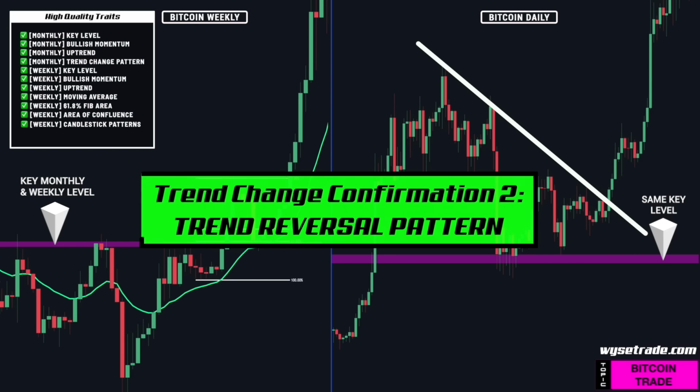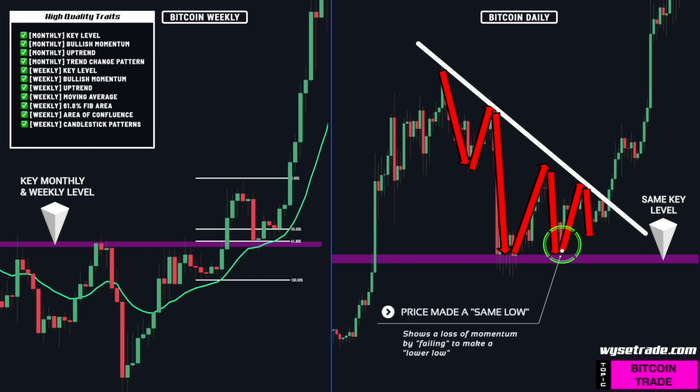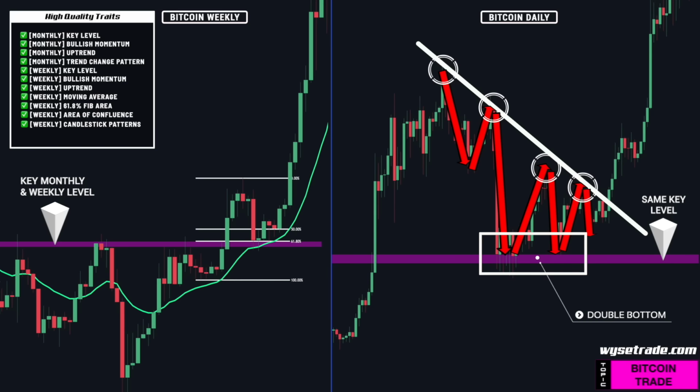Now, secondly, you also had a higher high, which is another trend change pattern. Run, pull back, run, pull back, run. But notice how this run here failed to make a lower low, but instead made a same low, or a double bottom, which shows a loss of momentum. And this all occurred at the weekly and monthly level. Clear lower highs before price finally broke through the trend line and made a higher high, which is again another trend change pattern.